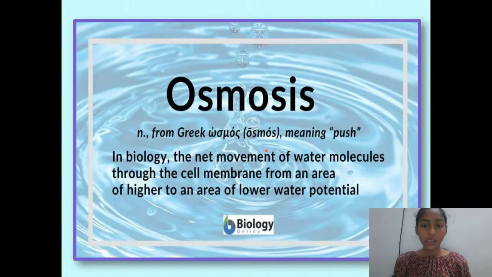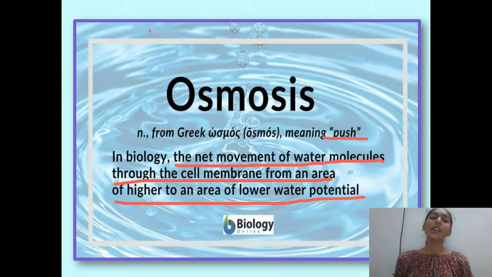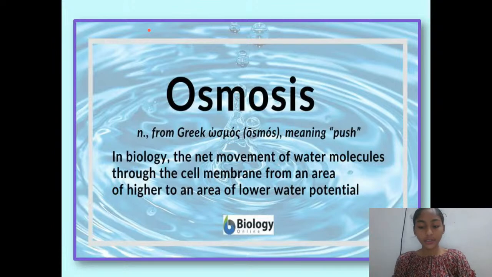Osmosis. Osmosis means push in Greek. In biology, it is the net movement of water molecules through the cell membrane from an area of higher to an area of lower water potential. So diffusion and osmosis are both the same. But what is the difference between them? Diffusion is only for particles or molecules, but osmosis is for water potential, like fluids. Osmosis is for fluids.